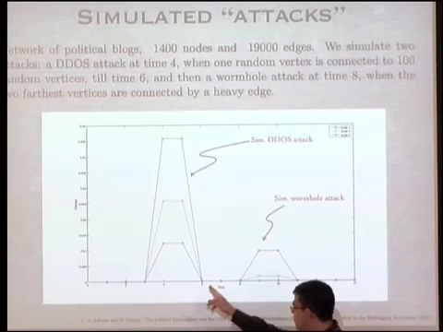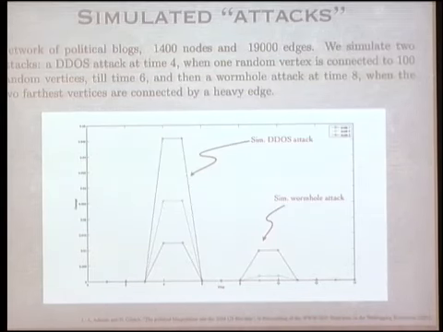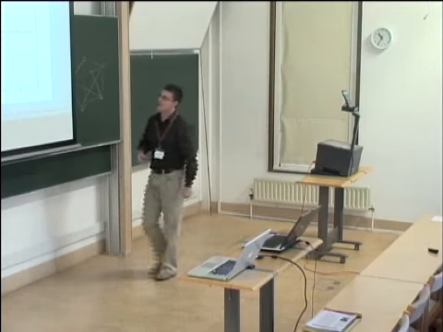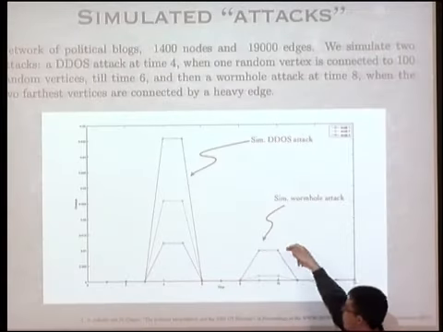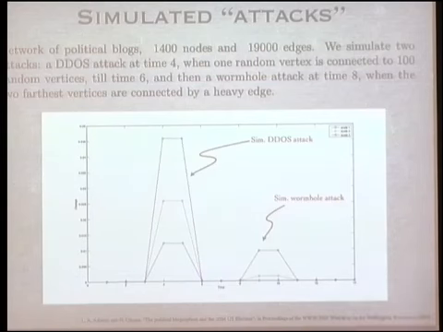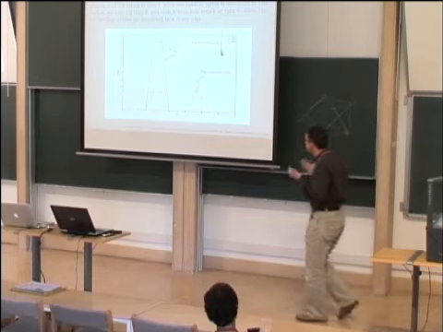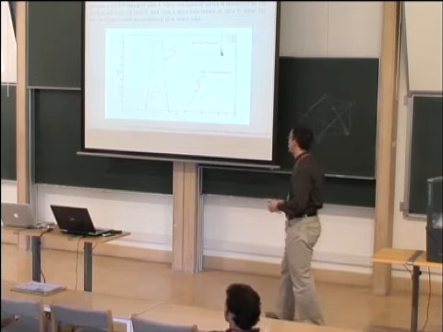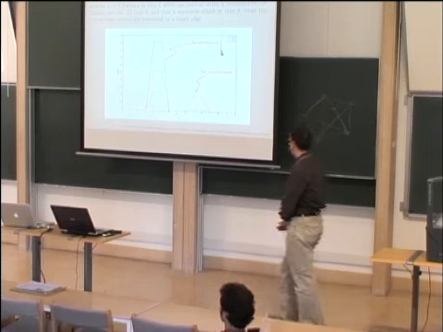Then the attack stops, and then there is a second attack called a wormhole attack, where the 2 farthest points in the graph are connected by an edge. That's a sort of topological change in the graph. And what we see is, again, that another big change happens at the fine scale, but that change is much smaller than the DDoS attack, which was really big because 100 vertices were attacked.